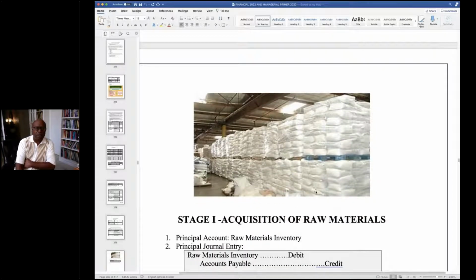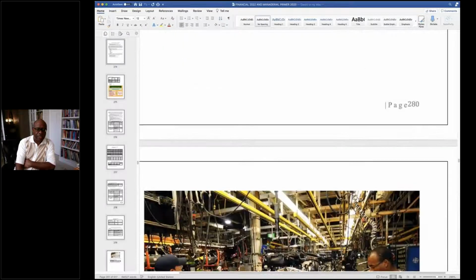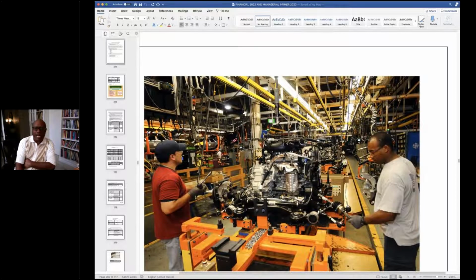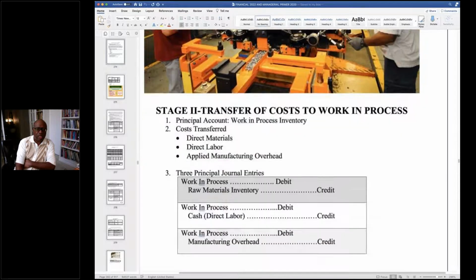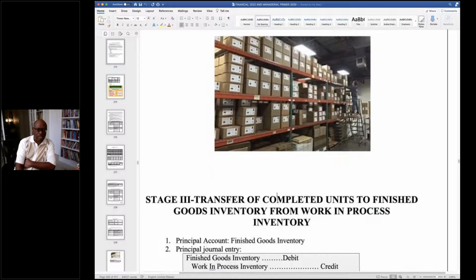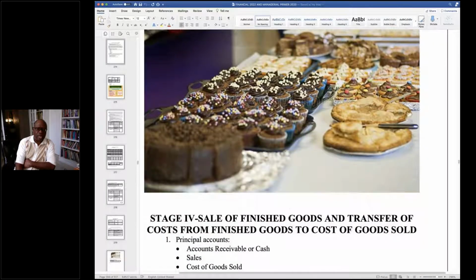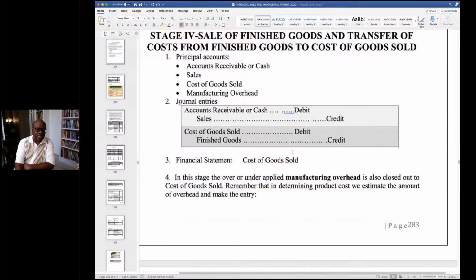So, in picture format, we buy raw materials. Then we make the item. That is, we transform the raw materials into the finished product. Once the finished product is made, we put it in boxes so we can sell it. And as usual, at the end of the day, selling the product is the main thing we in business do, not just to make it, but to sell it.